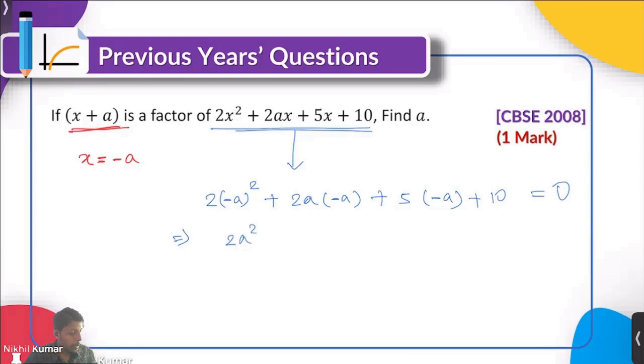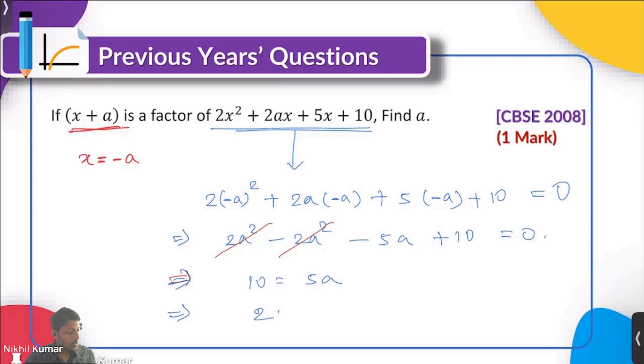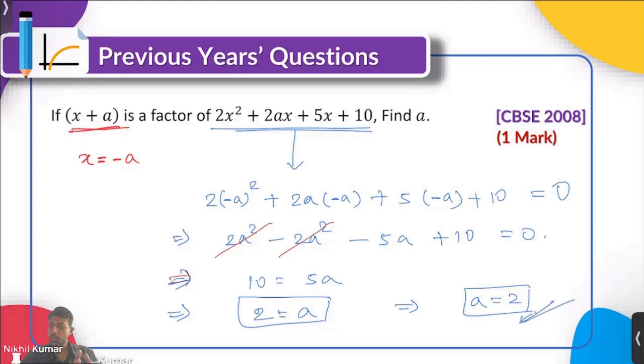It's 2a square minus 2a square minus 5a plus 10 equals 0. This will get cancelled, or we will have 10 equals 5 times a, or a's value is 2. So that's the answer. Okay. This is a 1 mark question. This is one of those types of questions that you are asked in your board exam. It came in 2008.